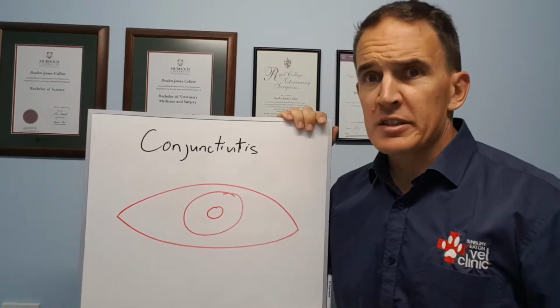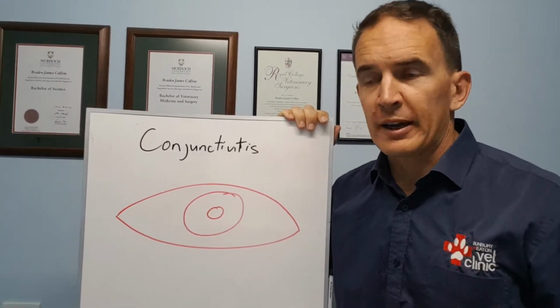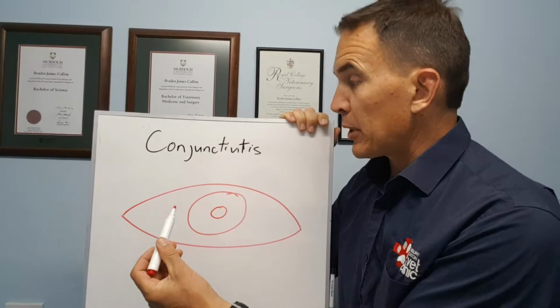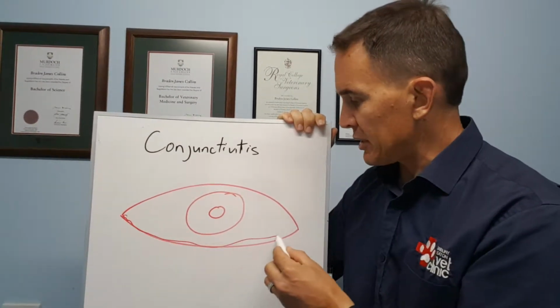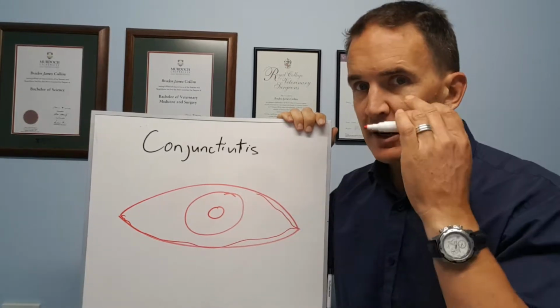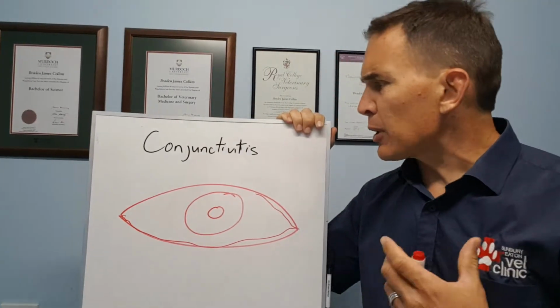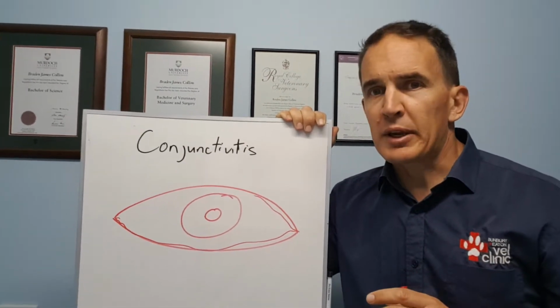So conjunctivitis is basically red eye. By definition, conjunctivitis is inflammation of the conjunctiva, which is the fleshy bit around the eye, up under the eyelid. And the common causes of that vary a little bit between cats and dogs.